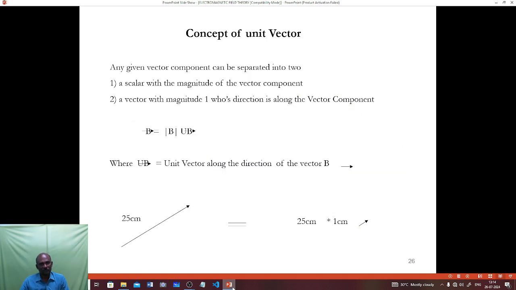Unit vector. For analyzing vector fields, we need to study the unit vector. A unit vector is a vector of magnitude 1. For making any scalar into a vector, we multiply the scalar value with the unit vector. By multiplying the scalar value with the unit vector, we get the vector quantity of that particular scalar.